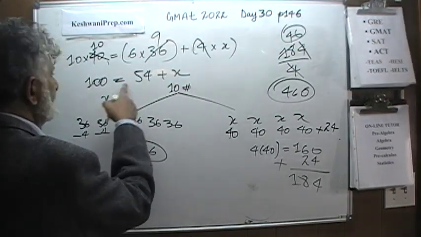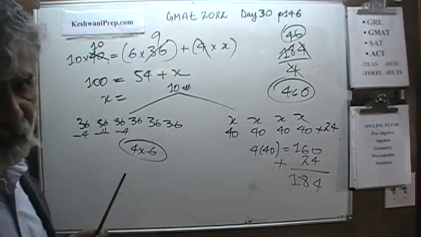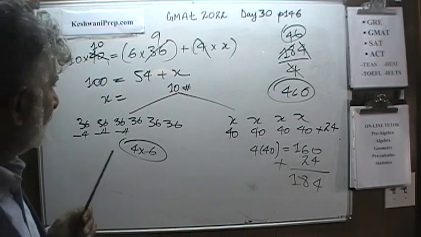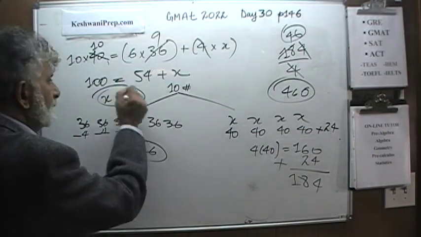Therefore x is going to be 100 minus 54. 100 minus 50 is 50, 100 minus 54 is going to be 46. Voila, what do you know? Same as before.